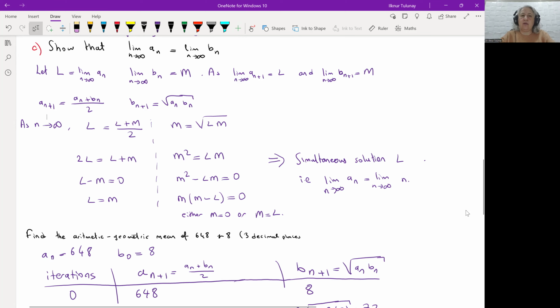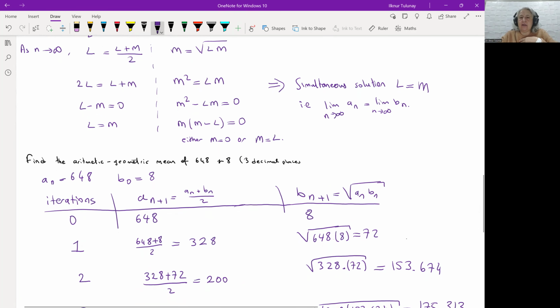I think I have been losing that. So there must be an m here. This is what I mean, it's bn here. It's just a printing error. Okay, so we found the limits have to be equal as well.